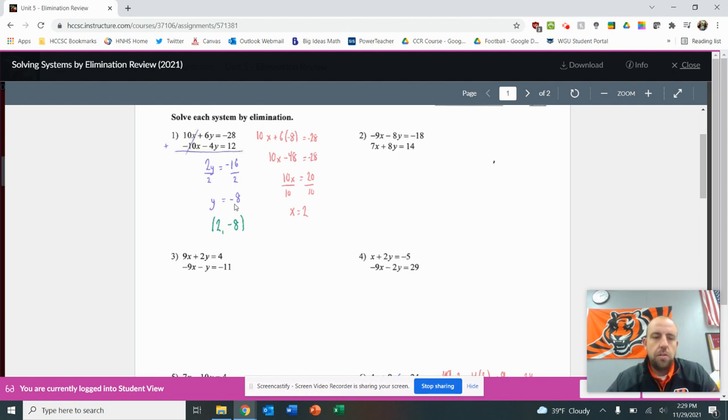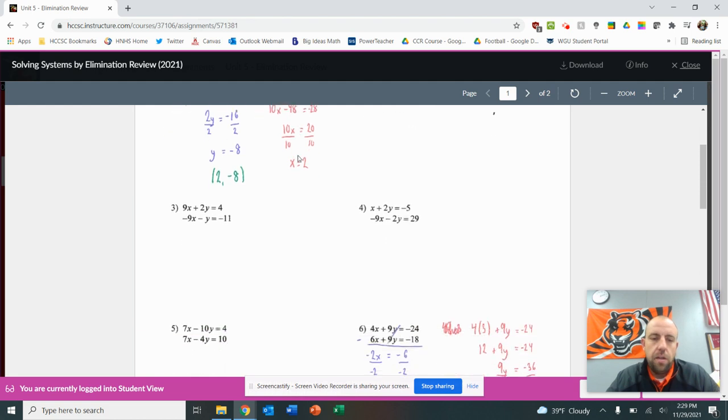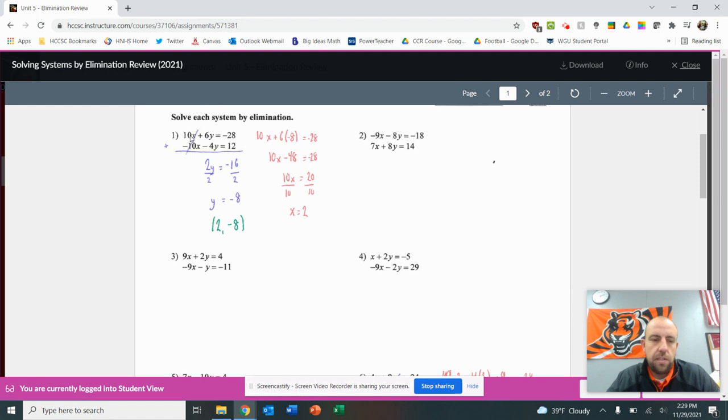And just like we saw with substitution, just because we have one of the two variables, that doesn't mean we have enough to solve for the second, or doesn't mean we're done. We need to solve for the second one. So I plugged in that negative 8 right there, which I get the ordered pair. Okay, so that's what we're looking to do. Again, if the numbers are the same but the signs are different, we want to look to add.